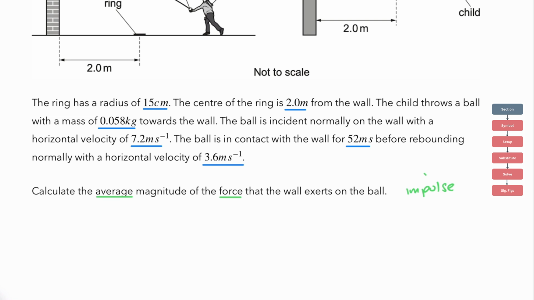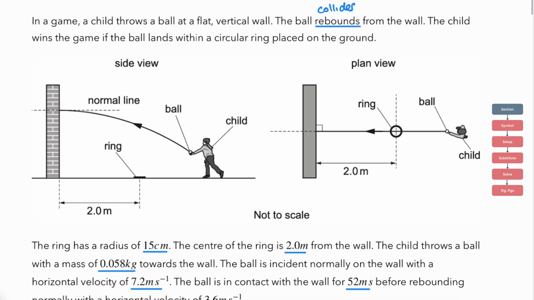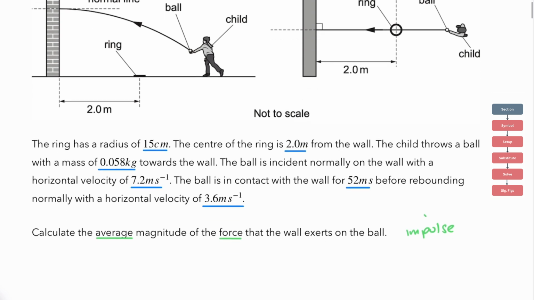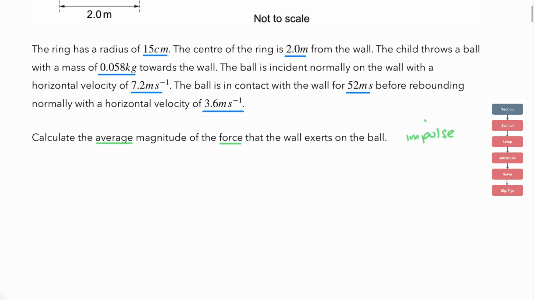The first thing we'll do is section. Find the section of the data booklet that relates to this question. I've given you a few hints here. We saw the word rebound and I said whenever you see that word, think about momentum. I've also seen the words average force and I've said whenever you see those words, think about impulse. So you want to head to the part of the data booklet that deals with impulse and momentum.